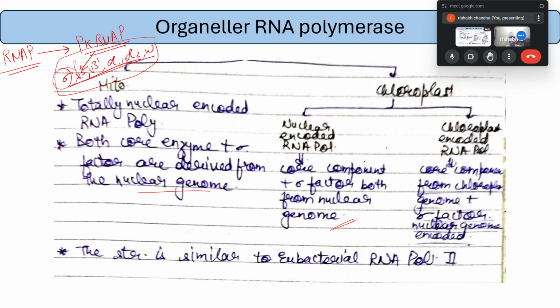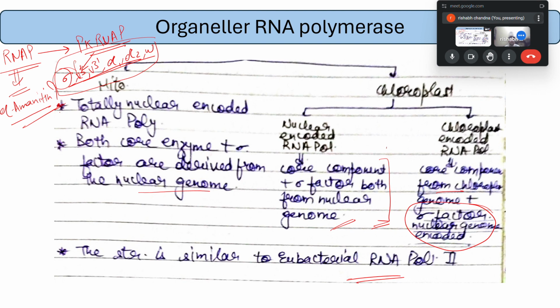So in some chloroplasts, we have the core component encoded by the chloroplast genome, and the sigma factor is encoded by the nuclear genome. And in some chloroplasts, we have all components encoded by the nuclear genome. Both of these RNA polymerases are similar to the bacterial RNA polymerase. So I have one question for all of you. Just check whether this RNA polymerase is sensitive to alpha-amanitin or not. You guys check and let me know tomorrow.